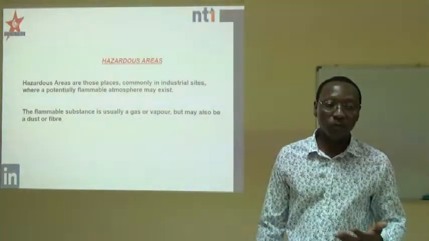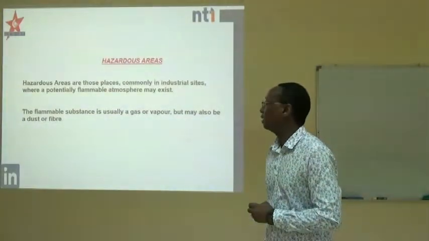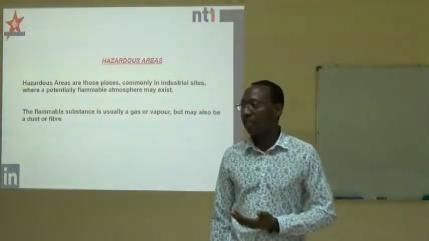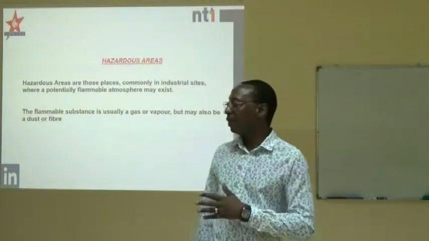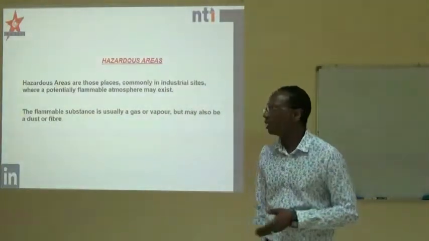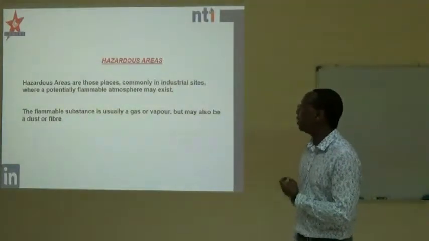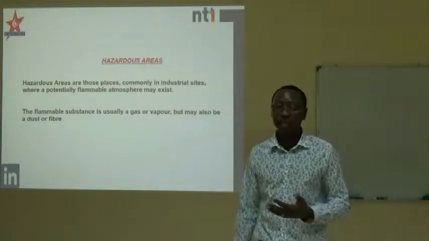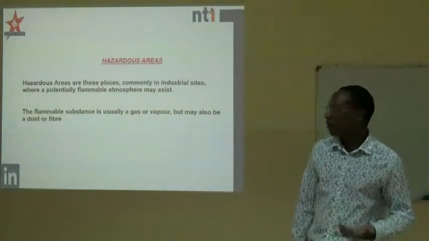So we will start off with a brief definition of what hazardous areas are. If I were to ask any one of you right now, what are hazardous areas? Some of you would give me a kitchen as an example of a hazardous area. True, it is, but we are mainly concentrating on those areas that are in industrial sites where potentially flammable atmospheres exist. So flammable substance is usually a gas or vapor, but may also be dust or fiber.